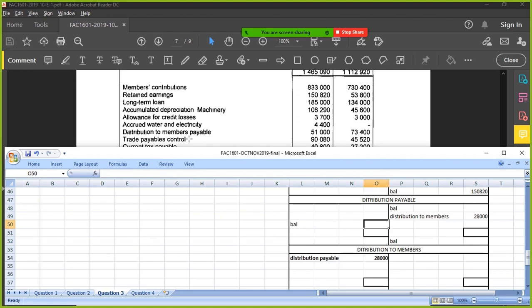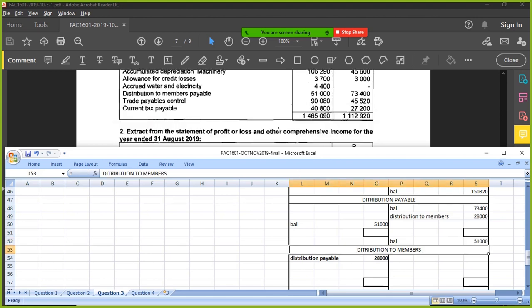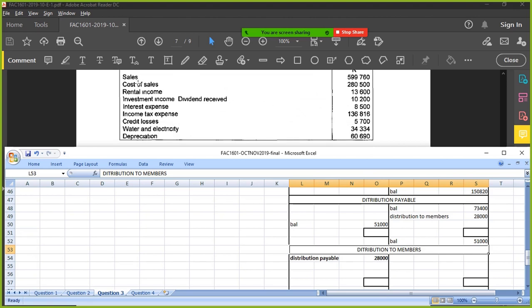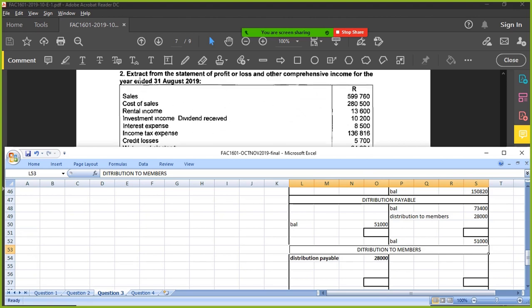Okay, what is the balance? Distribution to members payable, 73. $51. Okay, what else do I have? Nothing else there. Alright, sales, don't need. The profit I do need. Do they give me a profit? No, they don't. This is an extract.